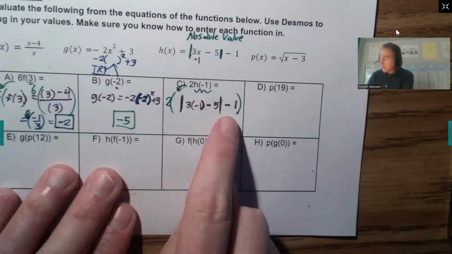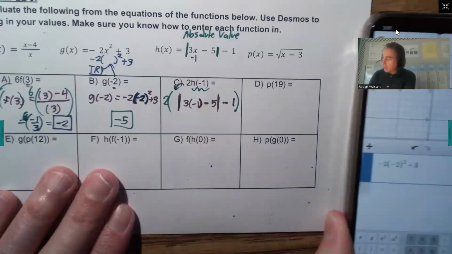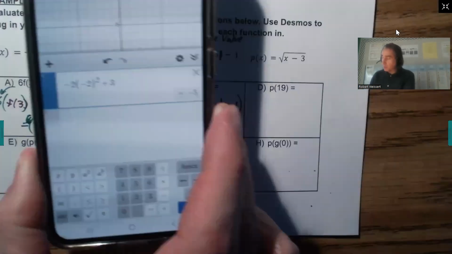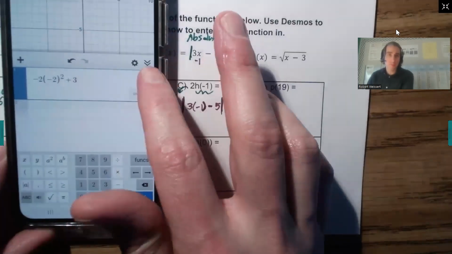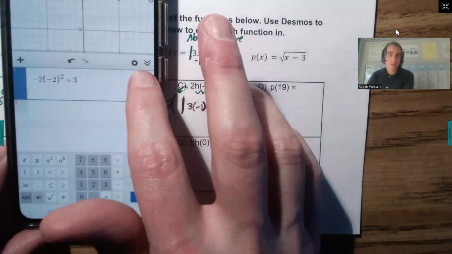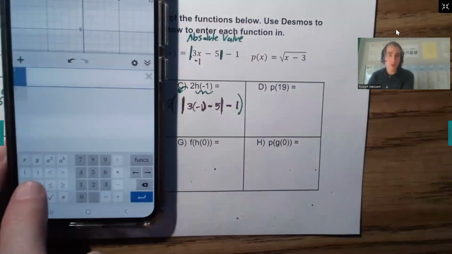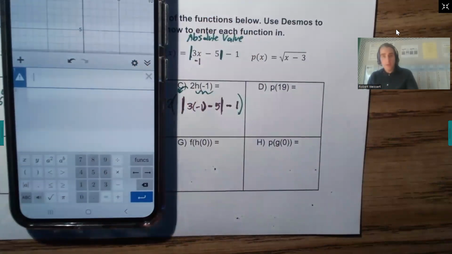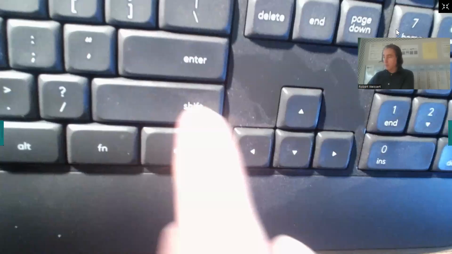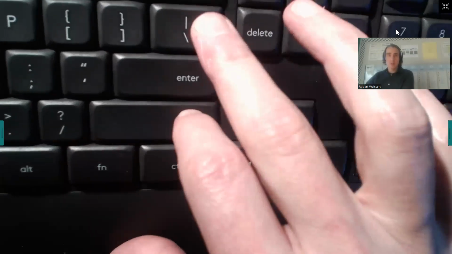So I want to do what's inside first. And honestly, I can show you how to access the absolute value. Let's go back to Desmos here. We'll talk a little bit more in the next unit about what absolute value means. But for right now, let's just make sure we can input it. So the absolute value bars are here. It's the vertical bars. On your keyboard, if you hold Shift and hit this button here, that's going to be the absolute value as well.